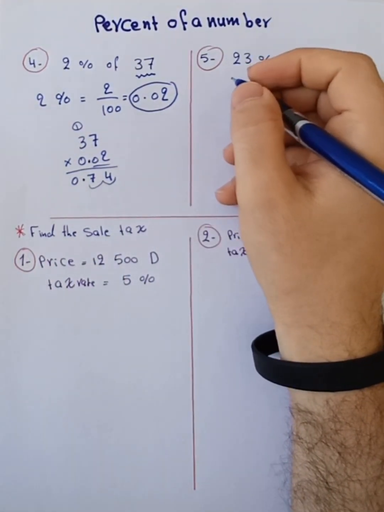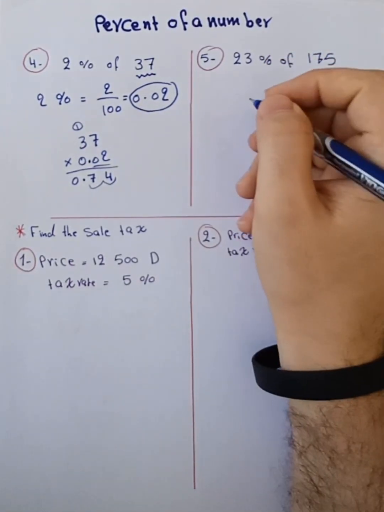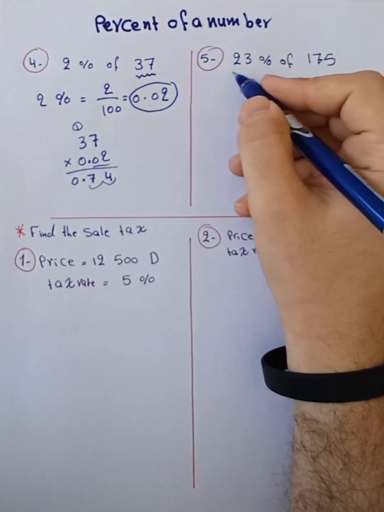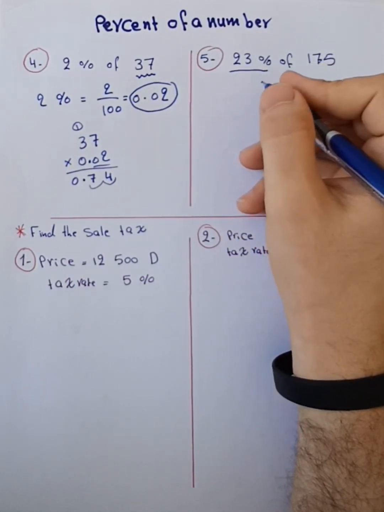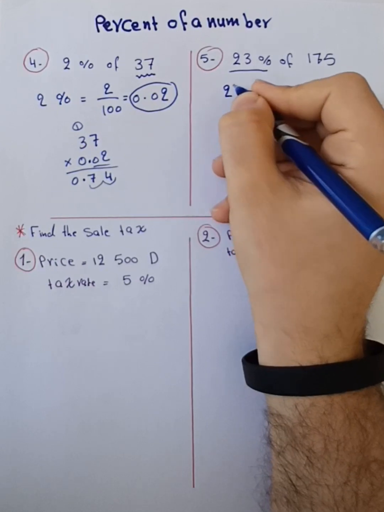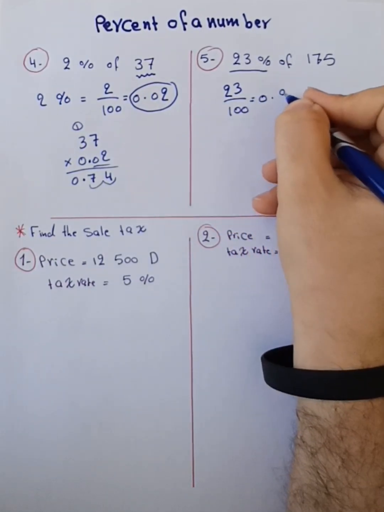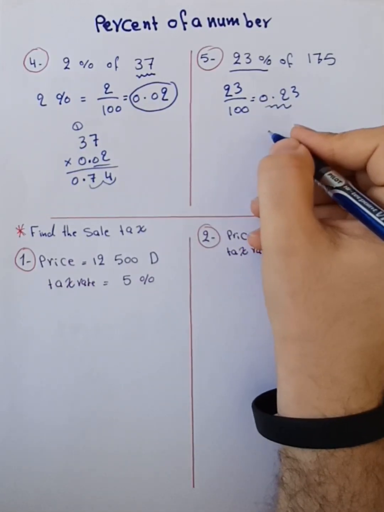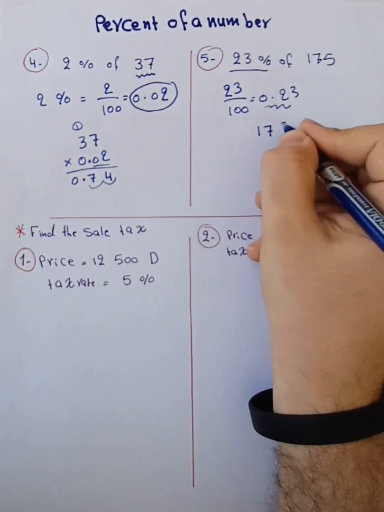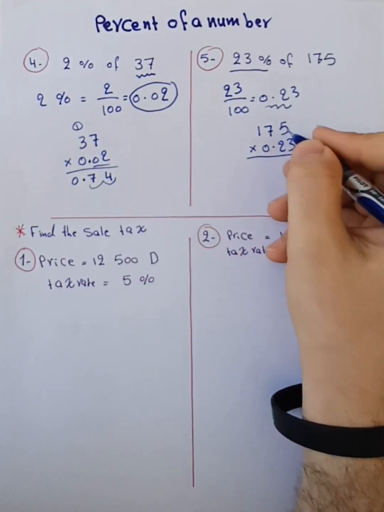Example number 5, you have 23% of 175. First step, you have to change this percent to a decimal number. 23 divided by 100 equals 0.23. After that you have to multiply this decimal number by 175. 175 multiplied by 0.23. 3 times 5 is 15.